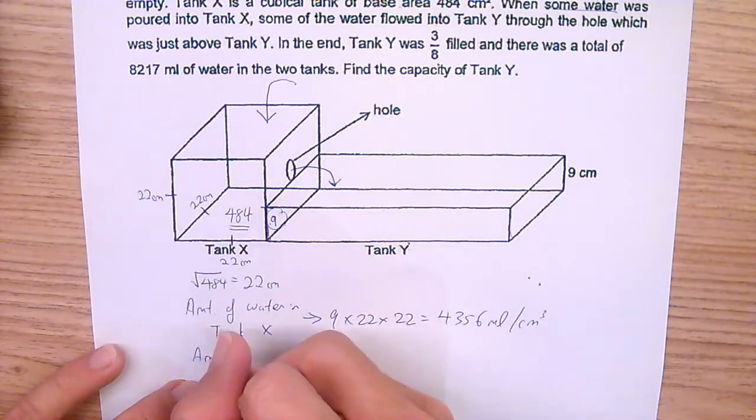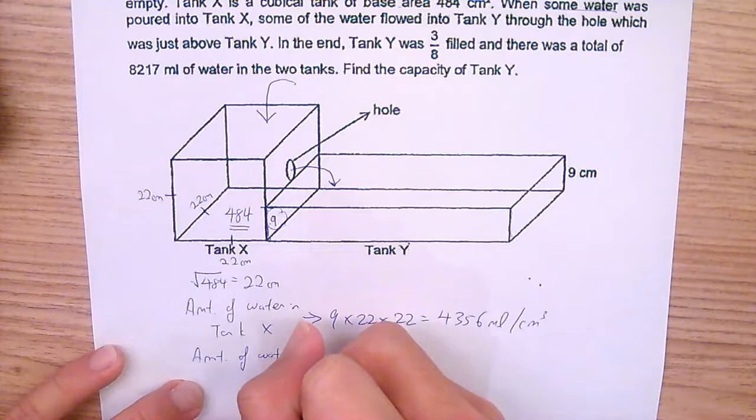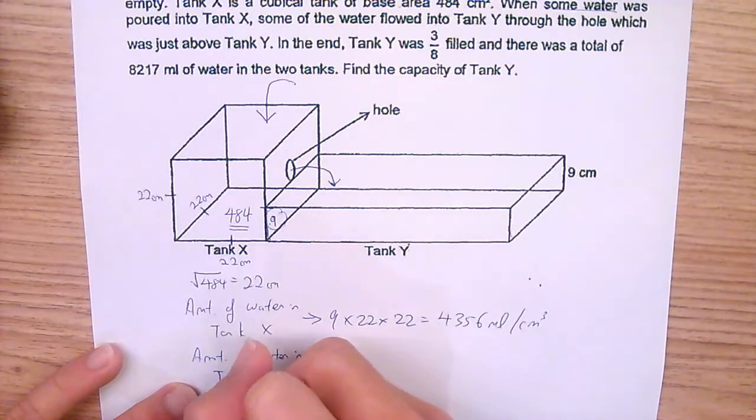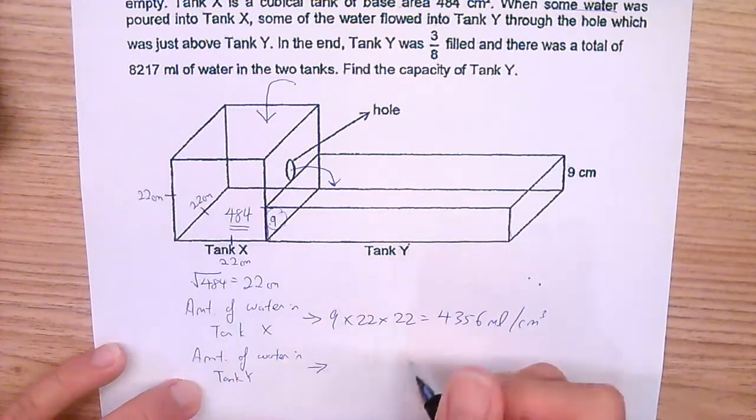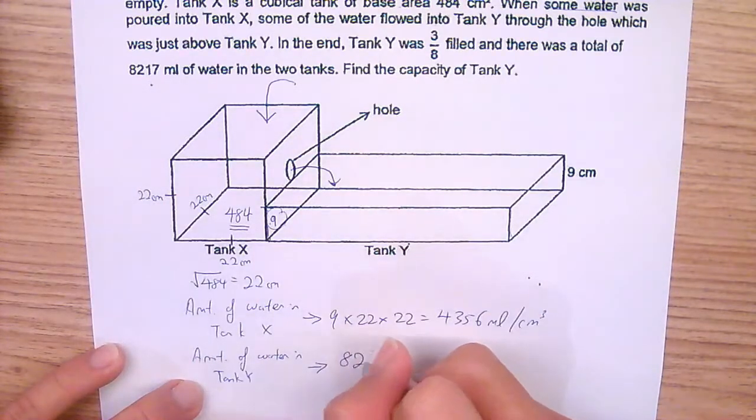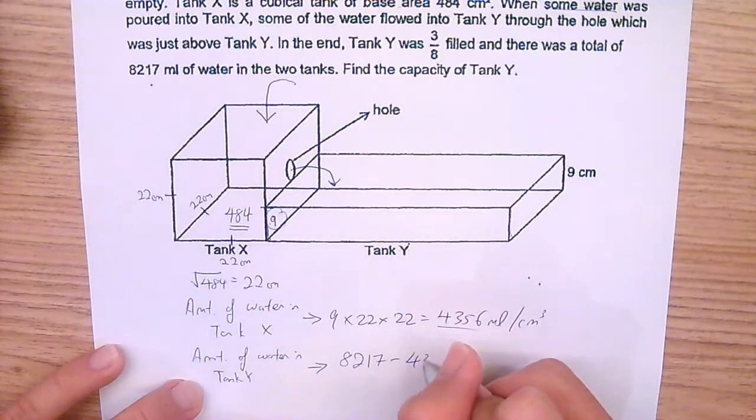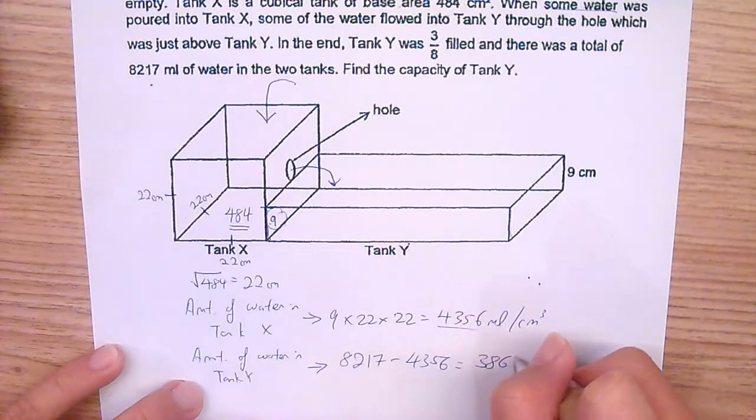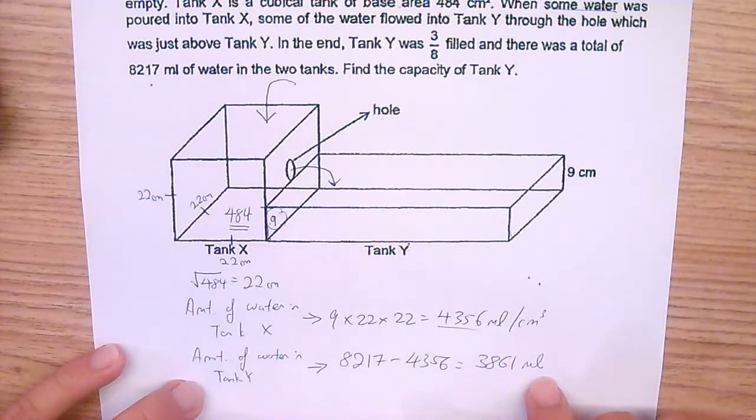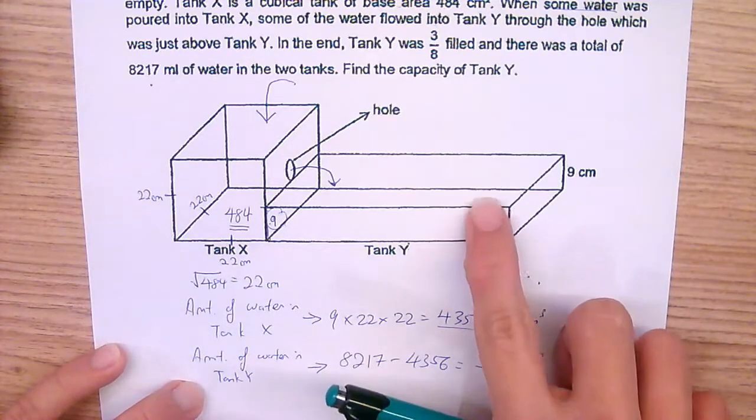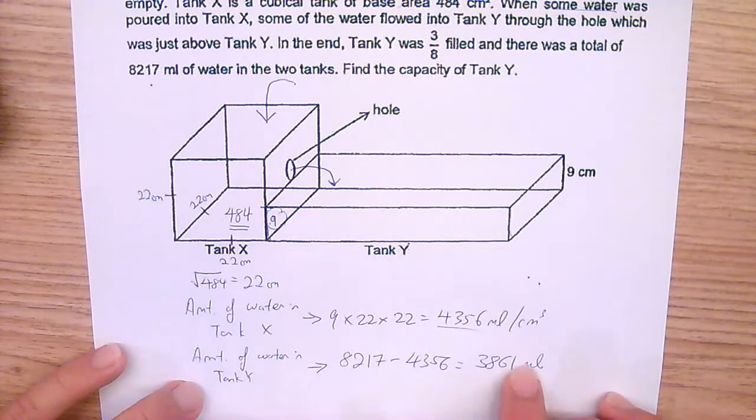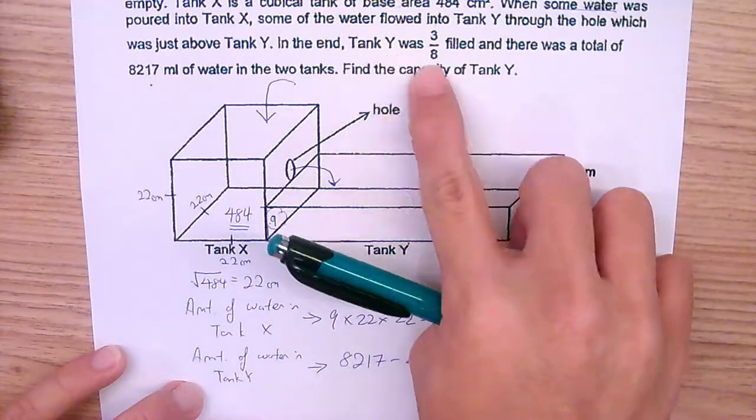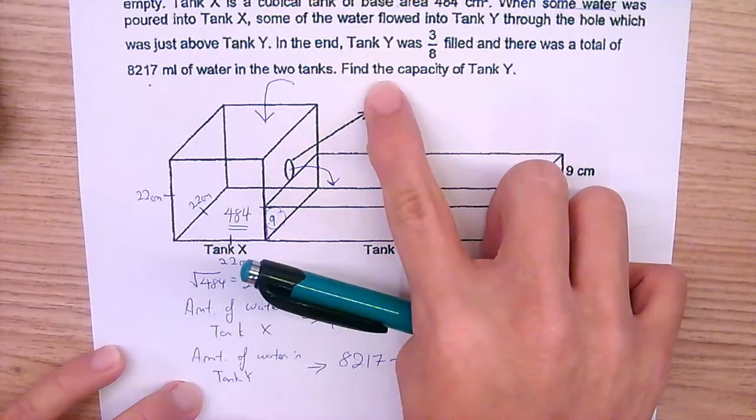So the amount of water in tank Y would be 8217 minus 4356. So I'm going to throw that inside my calculator, and then I'm going to get 3861 ml of water. Now, which means that in tank Y is 3861 ml of water. This is great because this 3861 ml of water is 3/8 of the tank. So with this, they ask us to find the capacity of tank Y.